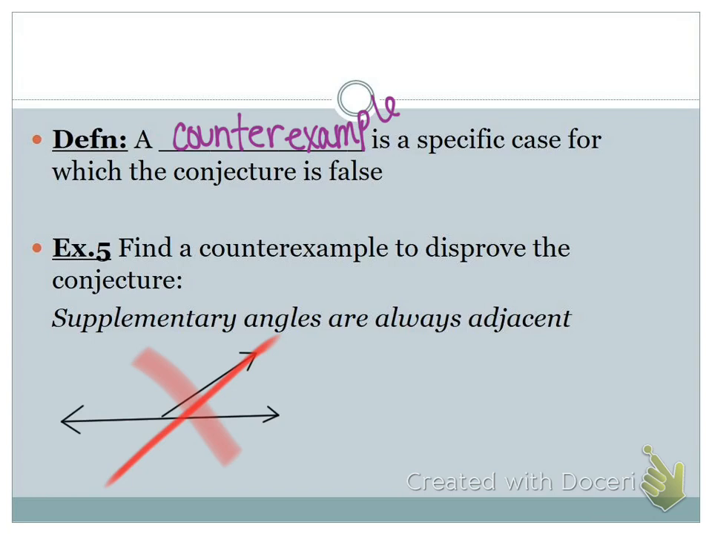So the word that's tripping us up here is the word adjacent. The opposite of adjacent would be what? Nope. You're making it too hard. Non-adjacent. So if they're saying they have to be adjacent, we want to say no, they can be non-adjacent. So can we draw a picture where we have supplementary angles that are non-adjacent? There's one situation in which that could be true, but that's getting pretty specific.